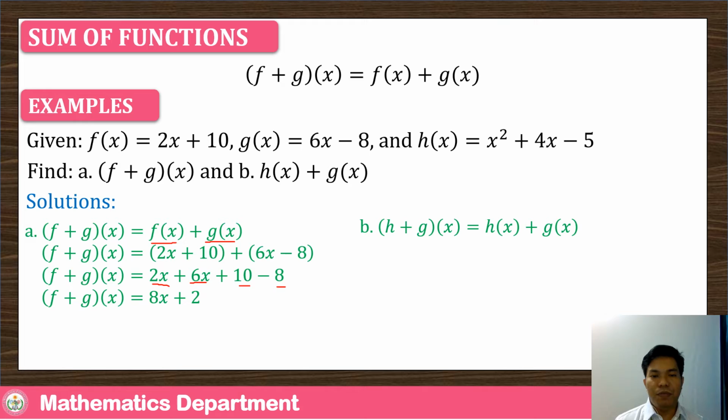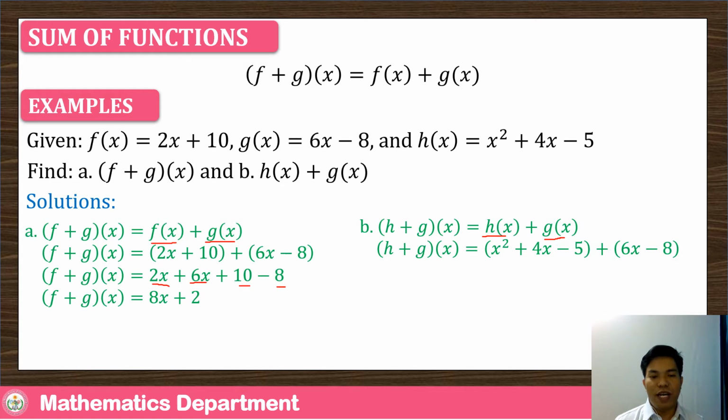Para naman sa letter B, (h plus g)(x) is just the same as h(x) plus g(x). Ibig sabihin ay una natin kokopyahin yung ating function h bago yung ating function g. So as a result, (h plus g)(x) is equal to our function h, which is x squared plus 4x minus 5, and our function g, which is 6x minus 8.